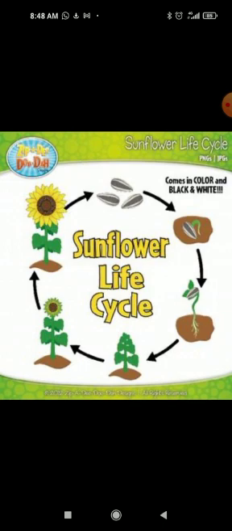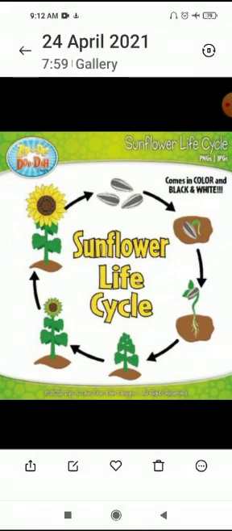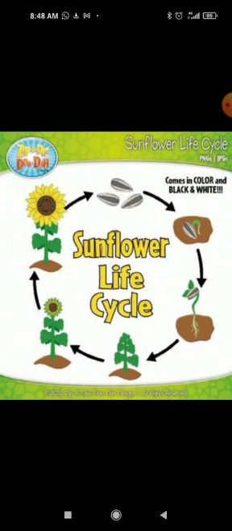The first stage of sunflower is seed. Yes, seed transforms into the seedling, and this is the 2nd stage, and the 3rd stage is a small plant. Yes, so seed, seedling, and the immature small plant, and the small plant converts and turns into a complete sunflower plant.